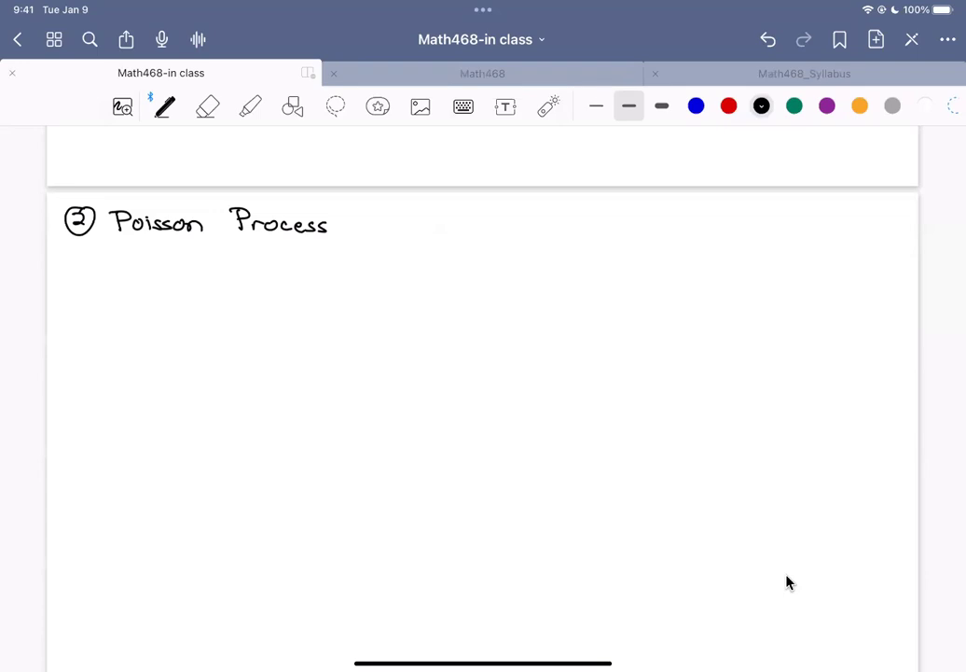Exponentially distributed with constant rate. So in order to specify a Poisson process, I have to specify my constant rate, which in this class, we just use the notation lambda because that's the standard. Okay.